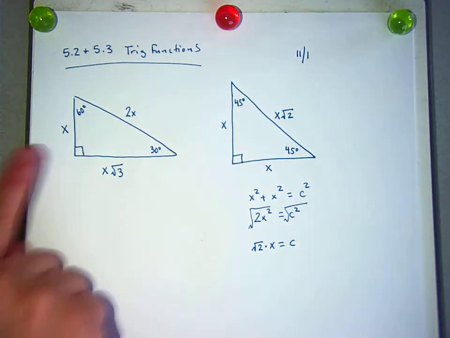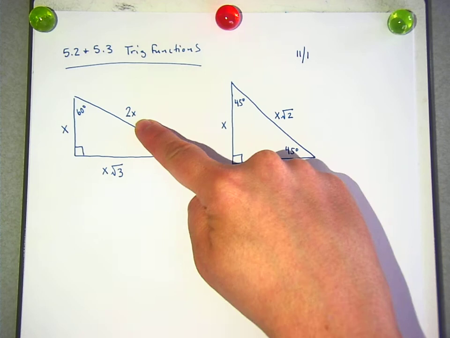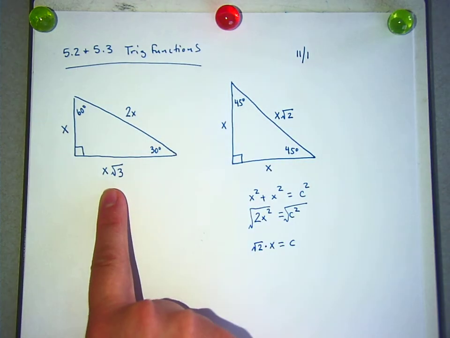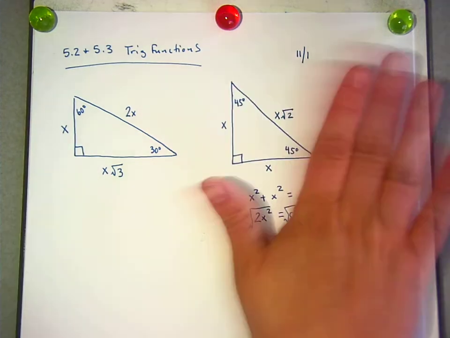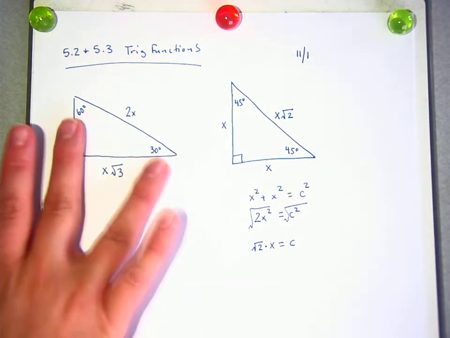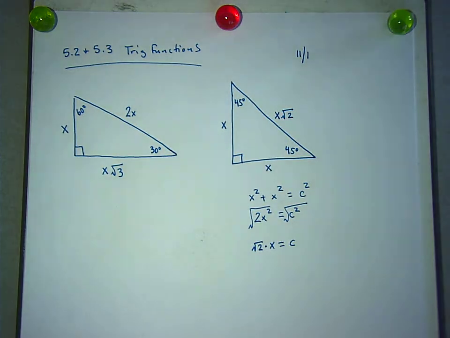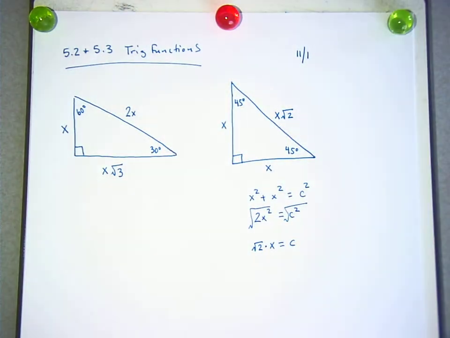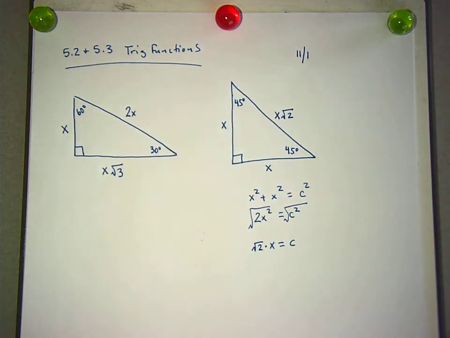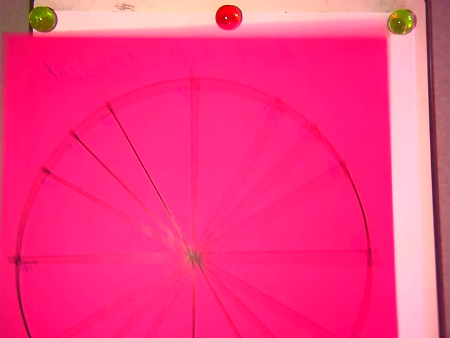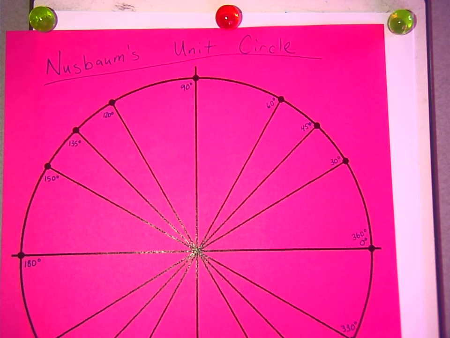So what if this side was 5? What would this side be? 10, and this side would be 5 times the square root of 3. Everybody okay with this? All right, so these are pretty stable. This is always a 30-60 triangle, and this is always a 45-45 triangle. Always works this way. So we're going to use that information to create stuff on here. And I'm going to try to make it clear to you. We're going to put a whole bunch of points on the circle today.